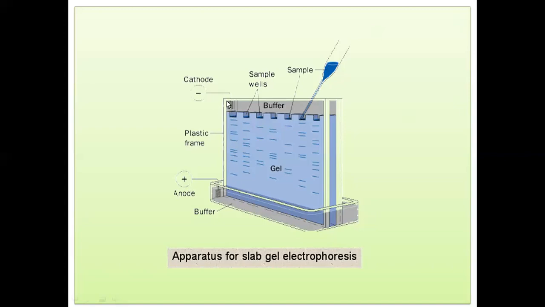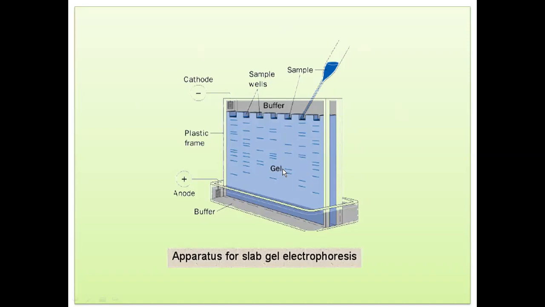One will be a negatively charged electrode and the other one will be a positively charged electrode. The negatively charged electrode will be called the cathode and the positively charged electrode will be called the anode. So when you apply electrical energy by applying a direct current potential of 30 kV or 20 kV or 50 kV, whatever it is, the migration of the solutes through the pores of the gel will be initiated.